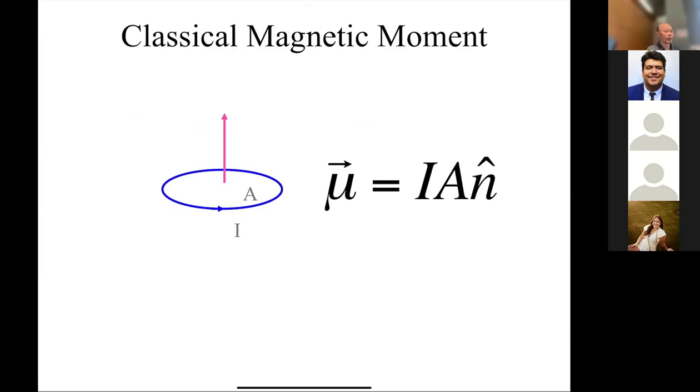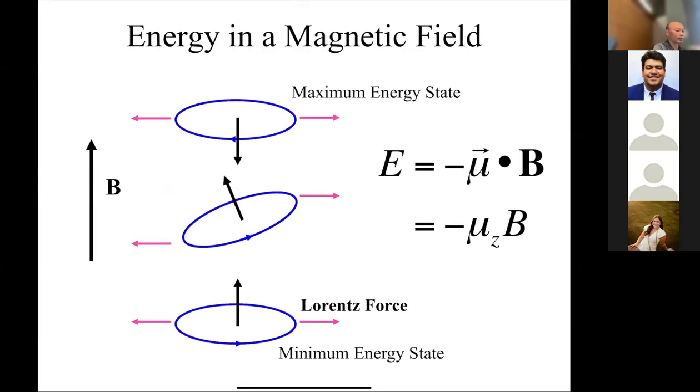Okay, so let's revisit the magnetic moment. Here we're showing if you have a loop of wire with area A and a current I, the magnetic moment would just be the current times the area, and n hat is just saying which way that magnetic moment is pointing. Okay. So one of the more important concepts is what happens if I have a magnetic moment, a little magnet, in the presence of another magnet.